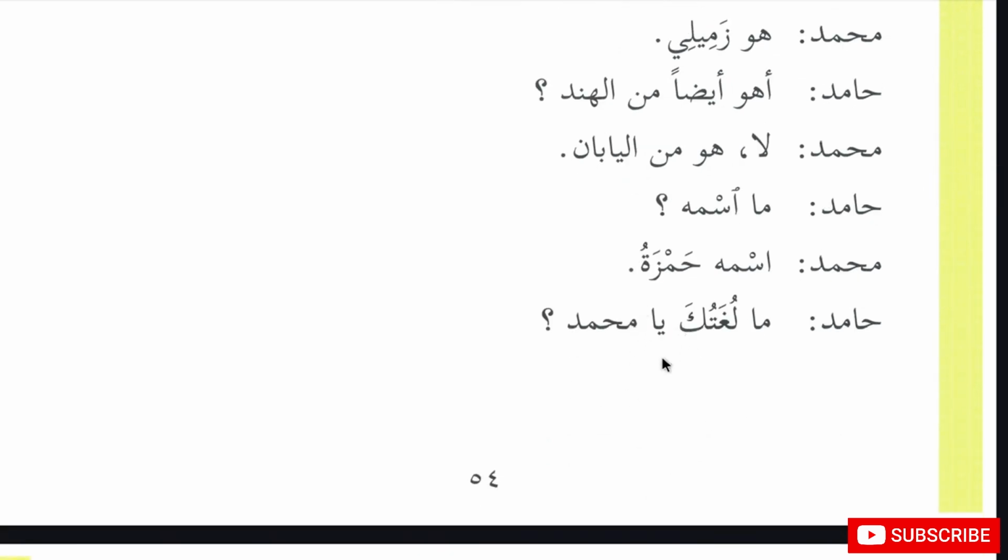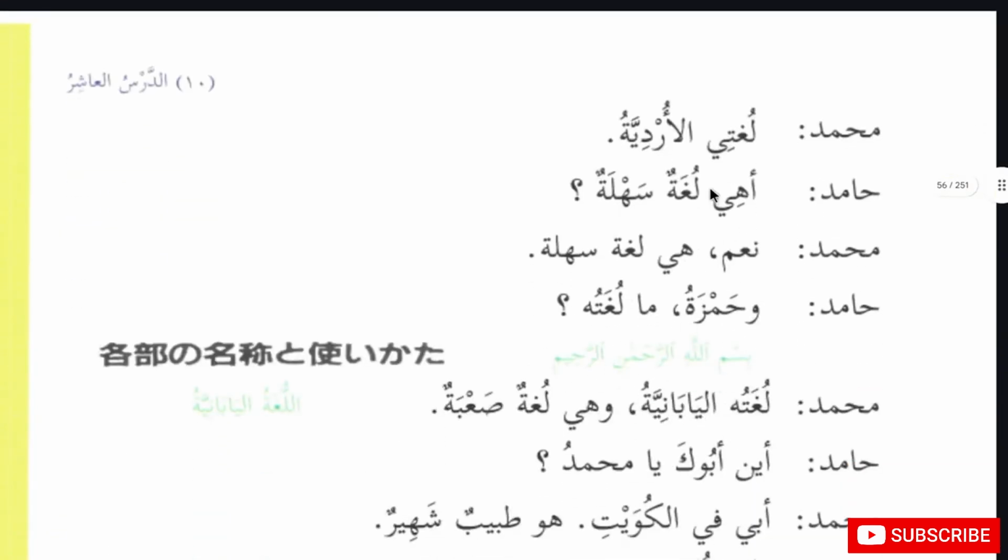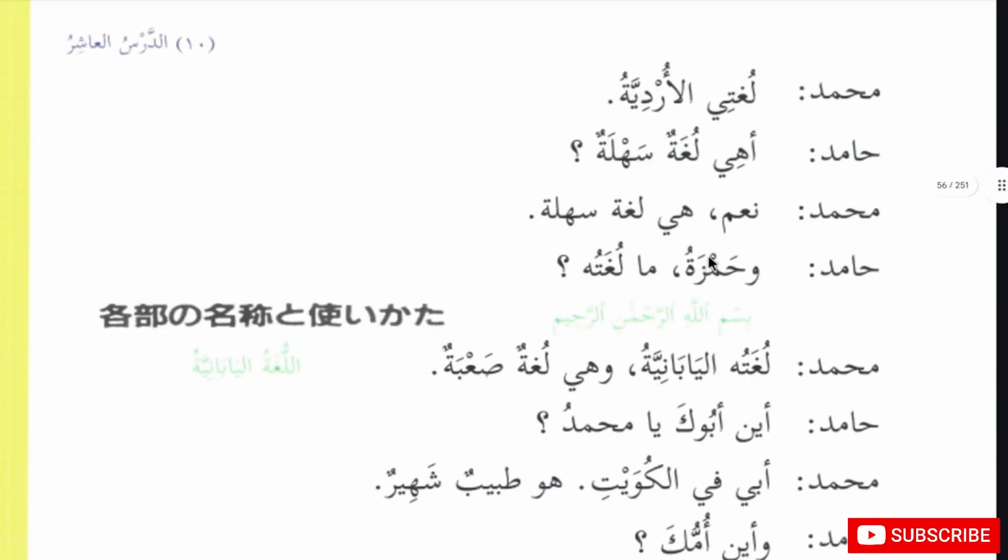ما لغته? ما لغتك يا محمد? What is your language? As we said, for example, masmuka, what is your name? Here we're saying ma lugatuka. What is your language, ya Muhammad? Lugati al-Urdiya. My language is Urdu. Ahiya lugatun sahla. Is it an easy language? Nam, yes. Hiya lugatun sahlatun. It is an easy language.